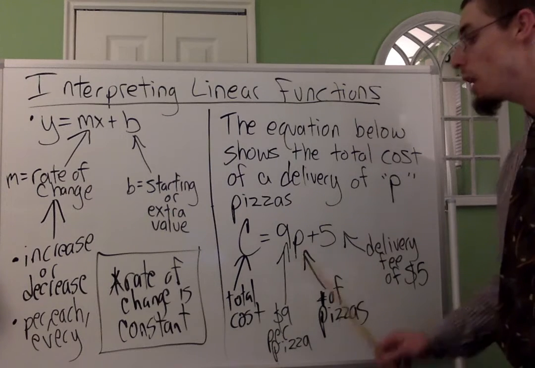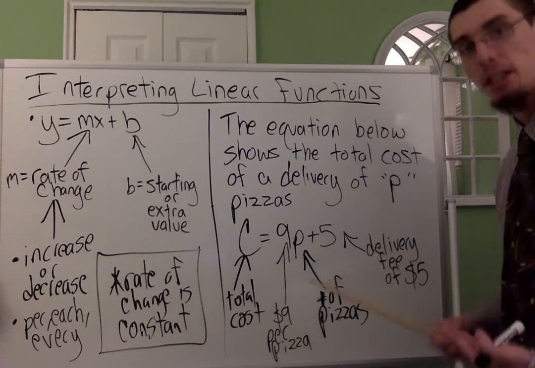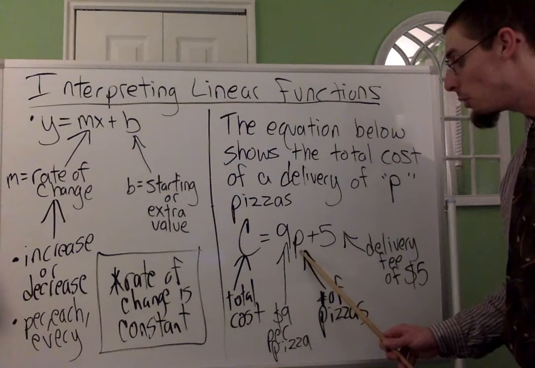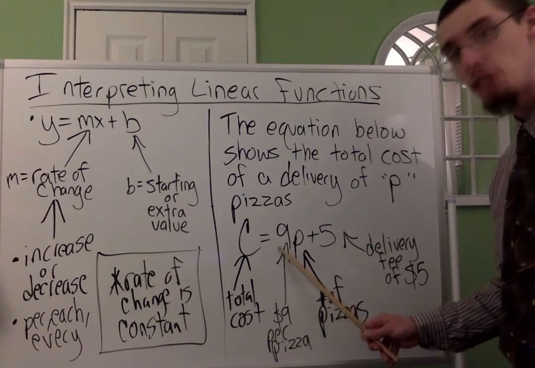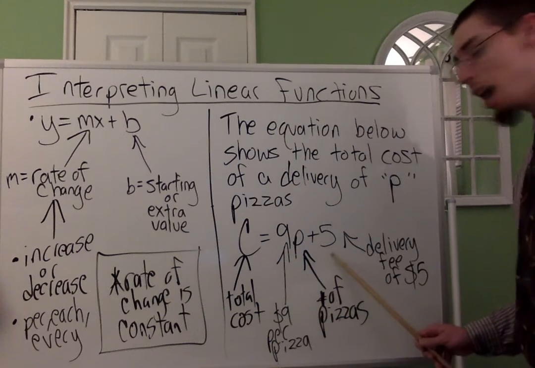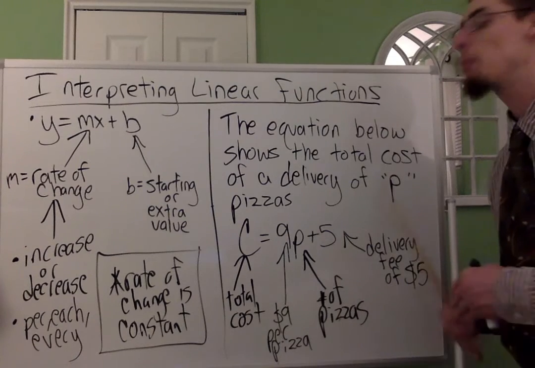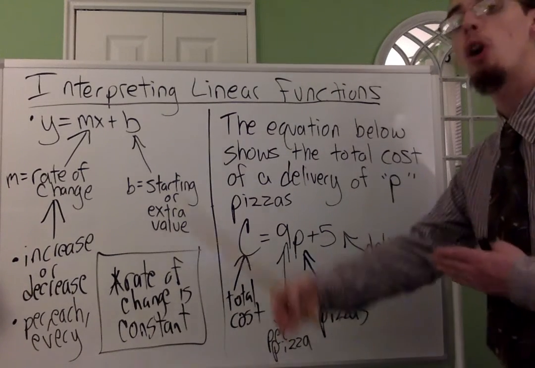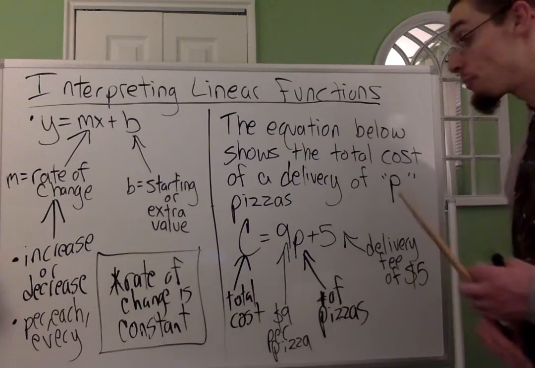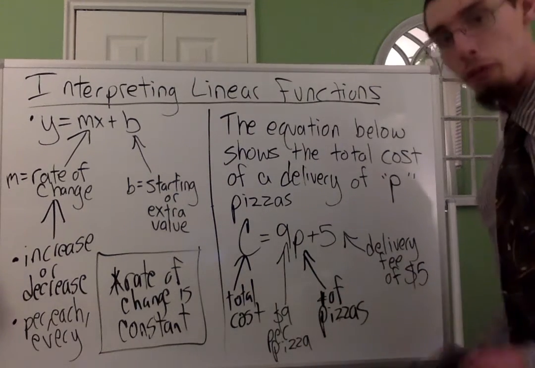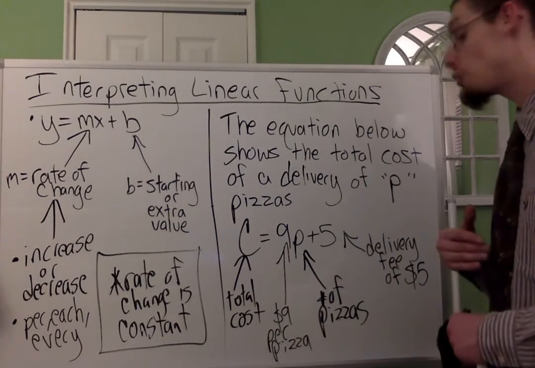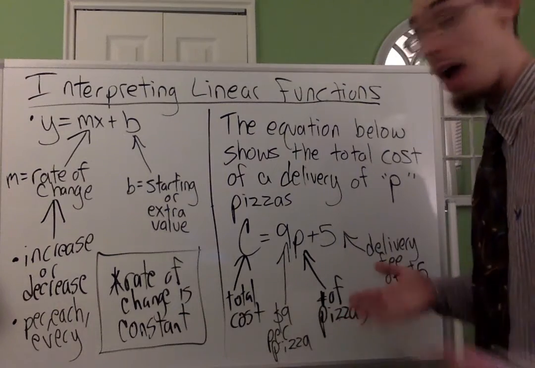So that's the way you want to be interpreting these things, right? The variable will be tied to the rate of change, and this constant term, the number without the variable, just represents the extra part or the starting part, right? Let's reverse this. How about we try to make an equation out of a certain situation?